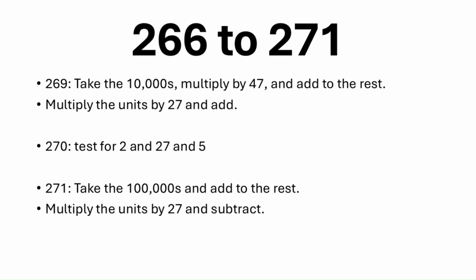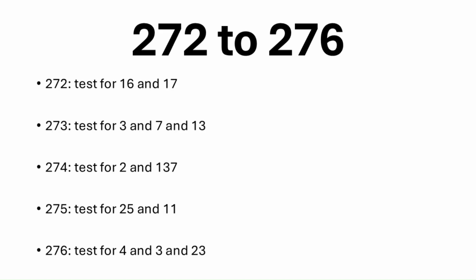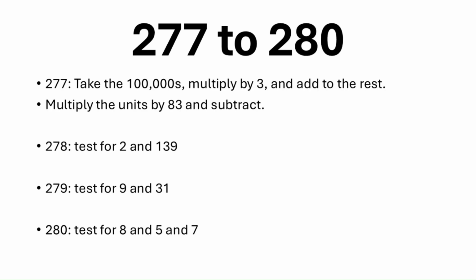270, test for 2 and 27 and 5. 271, take the 100,000s and add to the rest. Multiply the units by 27 and subtract. 272, test for 16 and 17. 273, test for 3 and 7 and 13. 274, test for 2 and 137. 275, test for 25 and 11. 276, test for 4 and 3 and 23.